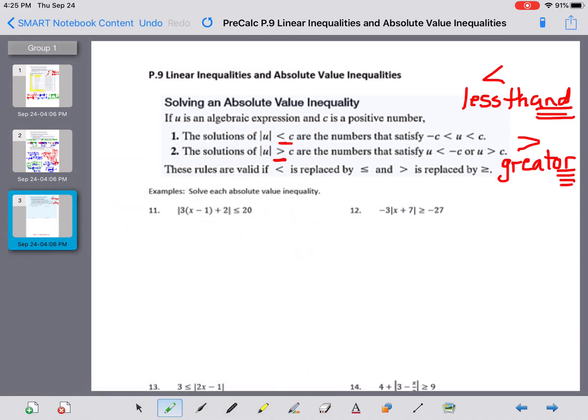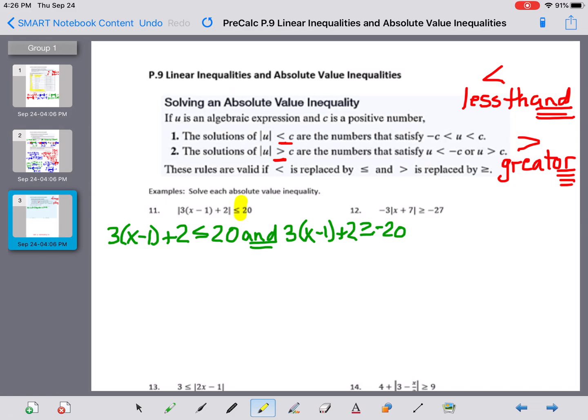Okay, so that means that the value inside my absolute value, 3 times x minus 1 plus 2, is less than or equal to 20. That's a less than, so I need to put an "and" next. 3 times x minus 1 plus 2 could also be greater than or equal to negative 20, because remember that the inside value could go either way. So we need to have an "and" in between when the first original sign is here.